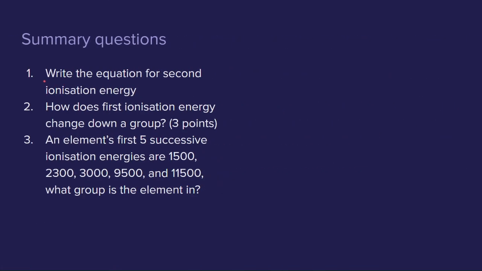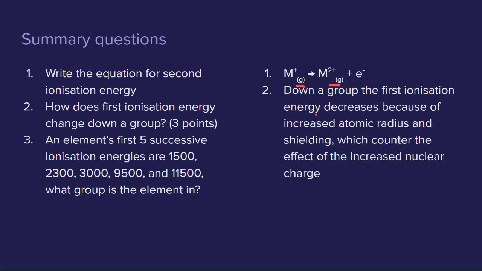Summary questions. 1, write the equation for second ionization energy. M+ in the gaseous state becomes M2+, also in the gaseous state, plus e-. You've got to remember this, otherwise you lose a mark. 2, how does first ionization energy change down the group? You put 3 points there. Down the group, the first ionization energy decreases because of the increased atomic radius and the shielding, and that counters the effects of the increased nuclear charge. Got to put that point in.